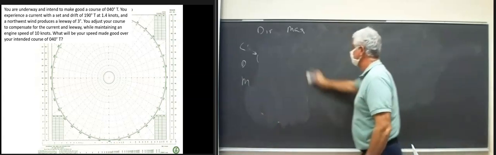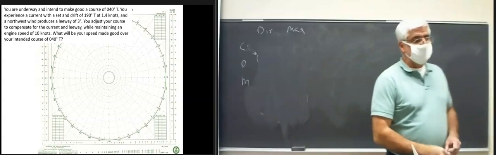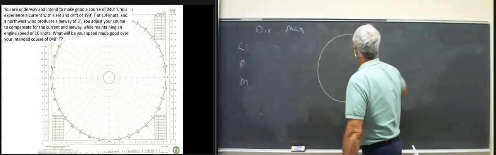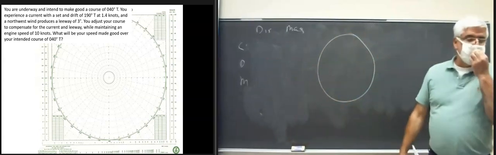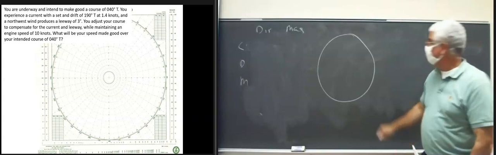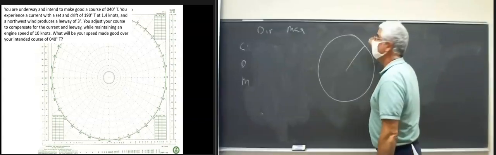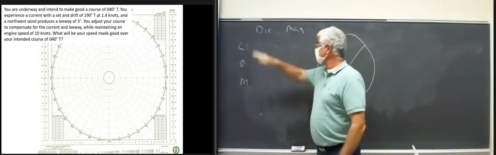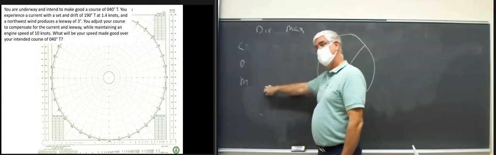So let's just review that, and then we'll go on to the next topic. You're underway, and you intend to make a course of 040. Okay, so I intend to make 040. What's that? It's a course, so it's a direction. Is it C, D, or M? I intend.